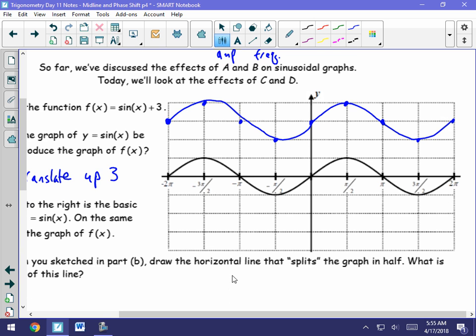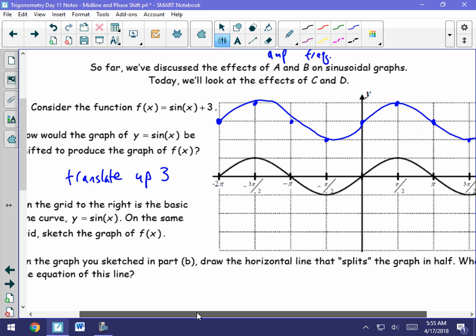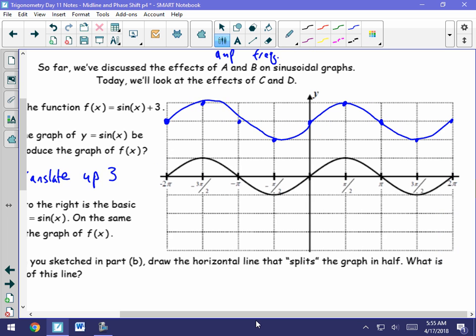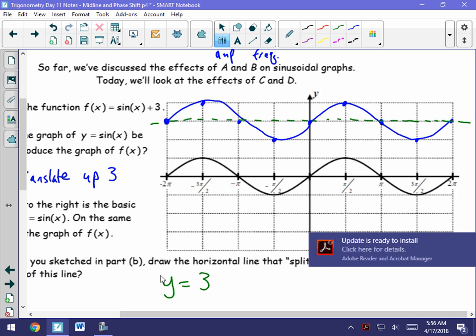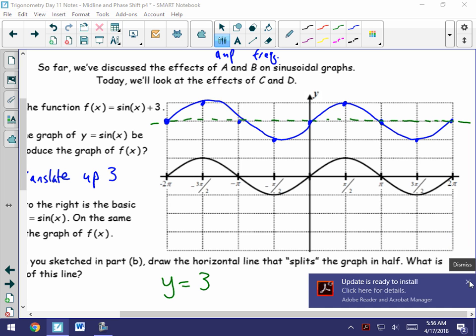And then it says, on the graph that you sketched, draw the horizontal line that splits the graph in half. What is the equation of that line? So we can see there's still this line that goes through the middle of the graph. All right, so what is the equation of that line there? It's a horizontal line, and it crosses at y equals 3.